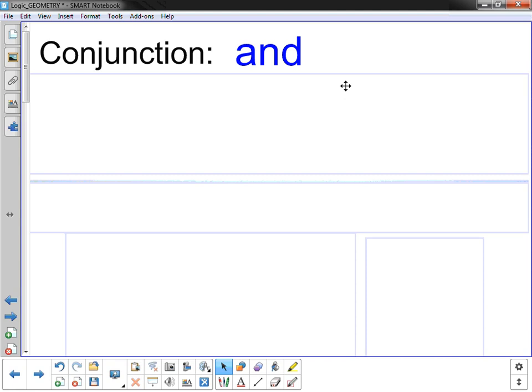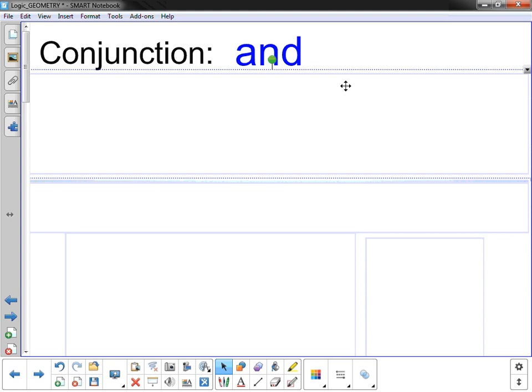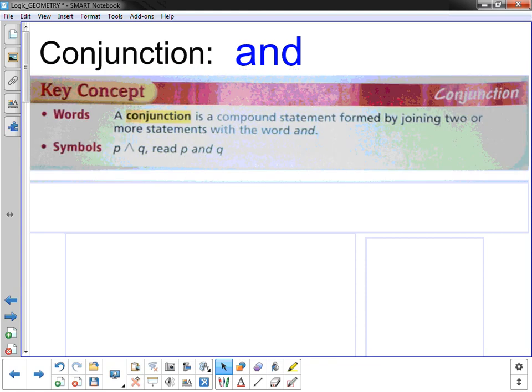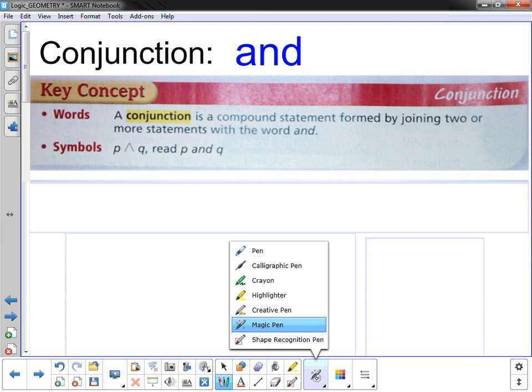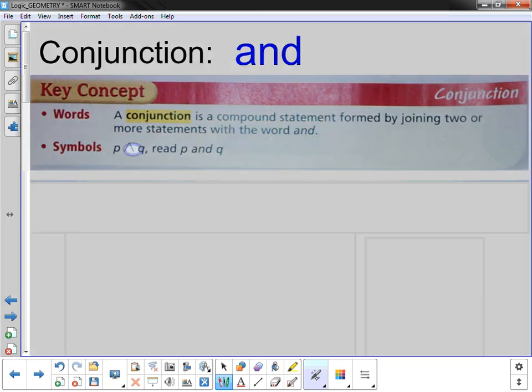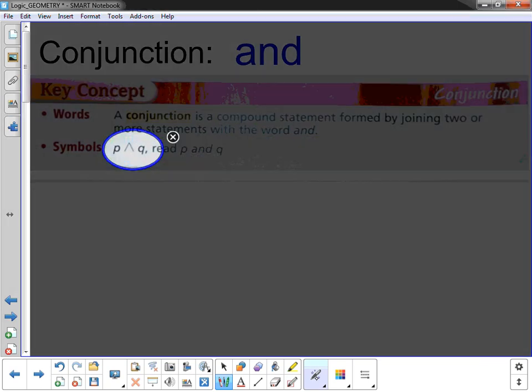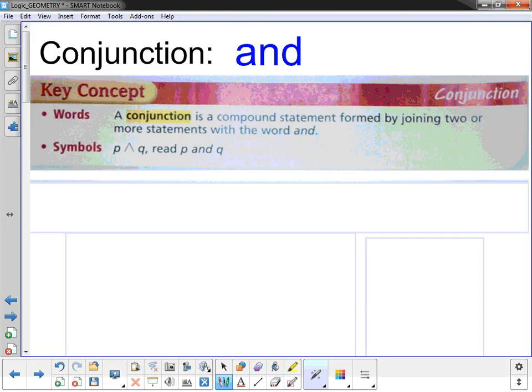Now, once again, our book has a formal definition for this. So here's our formal definition. A conjunction is a compound statement formed by joining two or more statements with the word and. Now, take a look right here. We have this symbol, P with a cap, Q. That is a symbol representing the conjunction, the and sign. It's read P and Q.